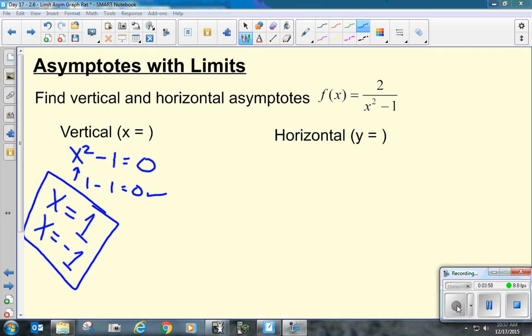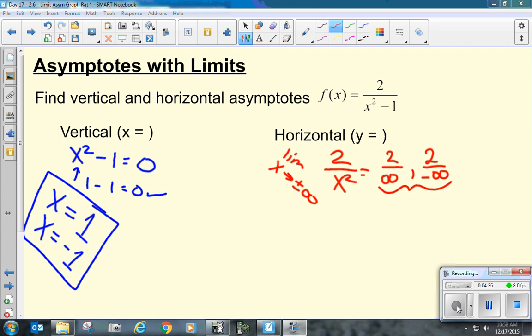Right? What about my horizontal asymptotes? What's the biggest term on top? 2. What's the biggest term on the bottom? X squared. X squared, which means the limit as x approaches positive and negative infinity. Can I reduce that any? No. So I'm going to have 2 over positive infinity, and I'm going to have 2 over negative infinity, aren't I? What will those approach? 0. As the bottom of a fraction gets bigger and bigger, the top stays the same, that actual value gets smaller. So both of these approach 0. So that's your horizontal asymptote.